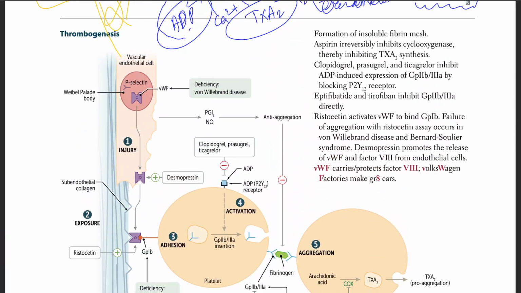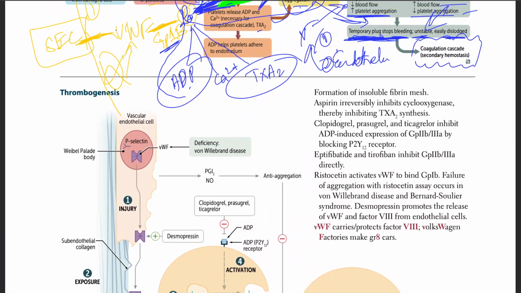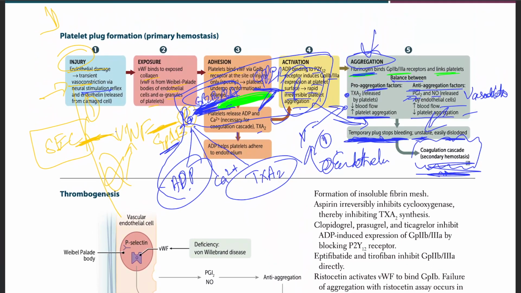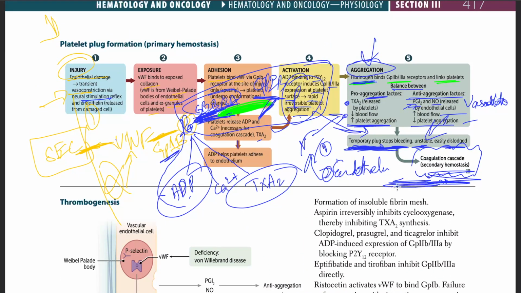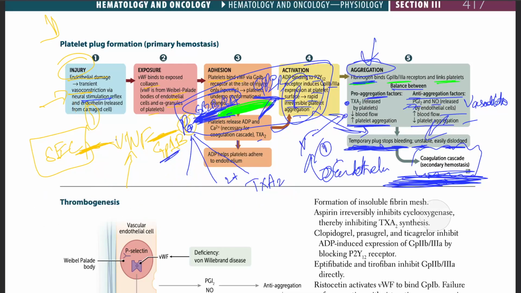Okay, let's just read at the bottom. What do we have here? Thrombogenesis first, but here we just have formed till all of these points. We just formed a weak platelet plug. It has to get into the secondary hemostasis from the coagulation cascade, which is going to be coming afterwards. So let's just read the thrombogenesis now.